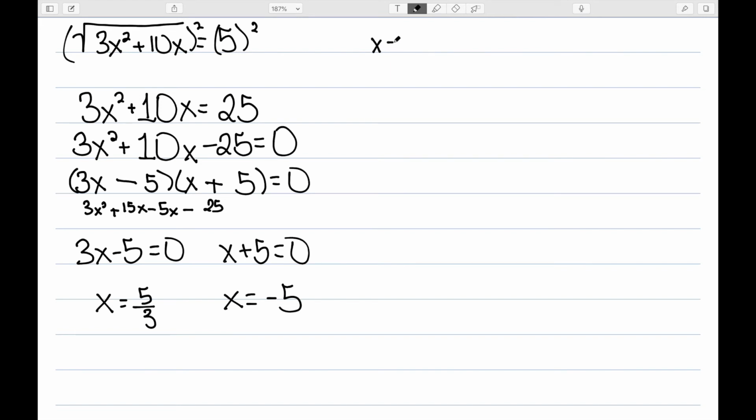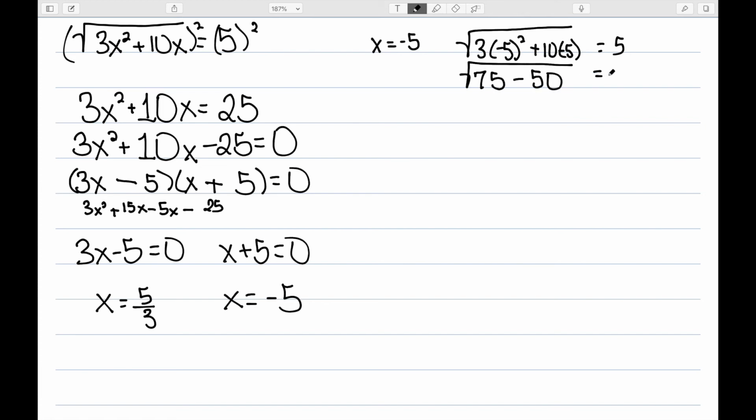So let's check. Let's start with checking -5. This is 3 times -5 squared plus 10 times -5. Well, 5 squared is 25, times 3 is 75, minus 10 times 5 is 50. So that's the square root of 25 equal to 5, which we know is correct. So -5 is a solution.